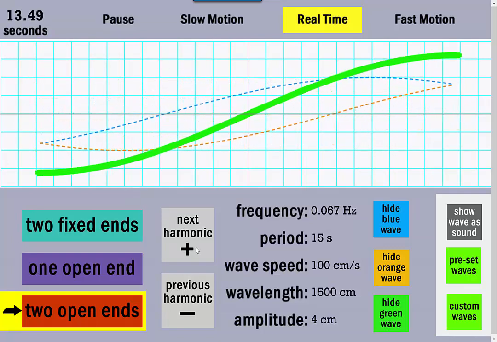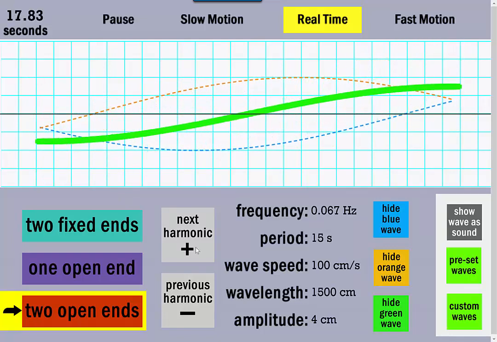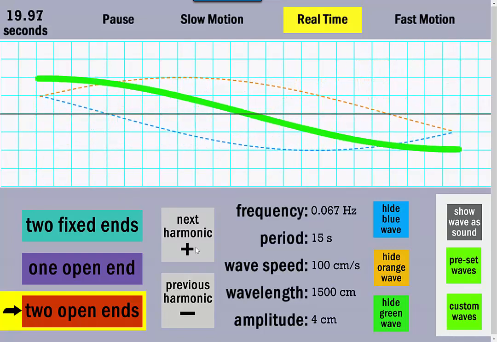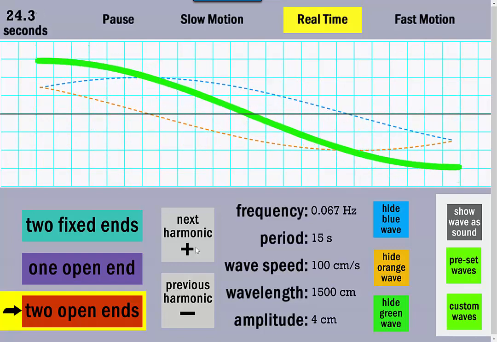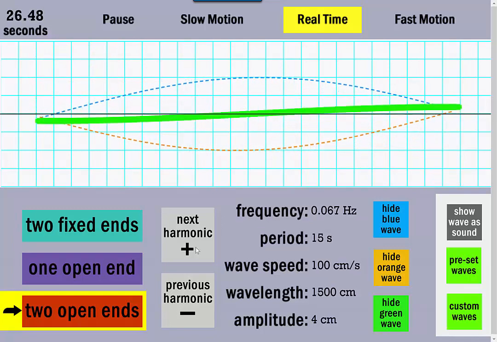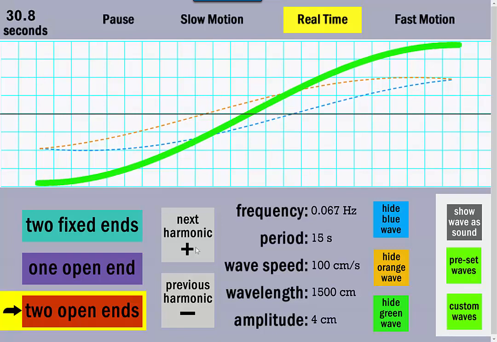The frequency is 0.067 hertz. The period is 15 seconds. The wave speed is 100 centimeters per second. Wavelength is 1500 centimeters. So if the wavelength is 1500 centimeters, then this tube must be pretty long as well, right? Half of that.